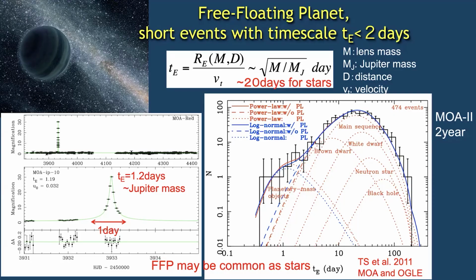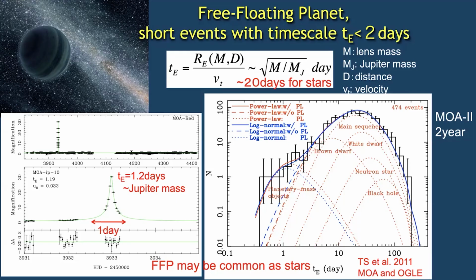So here are the time scale distributions. And most of the time scales longer than 1 day can be explained by known objects, like brown dwarfs, main sequence stars, white dwarfs, neutron stars, and black holes. But there is some excess at the short time scale. So we first tried to explain this excess by introducing a planetary mass population.